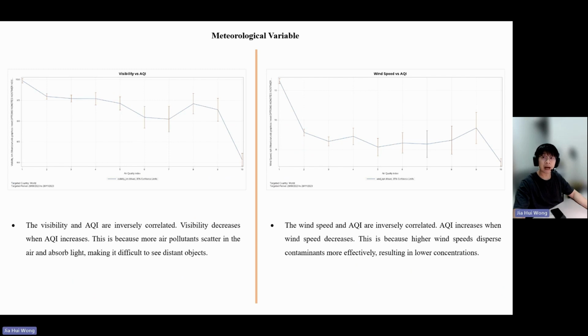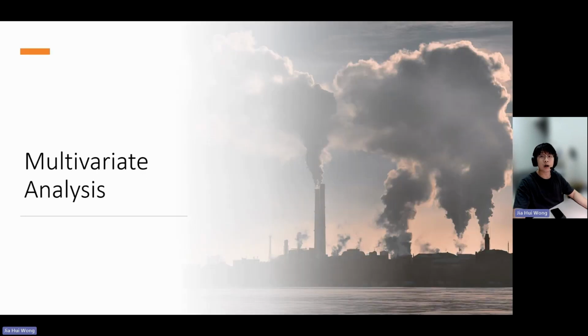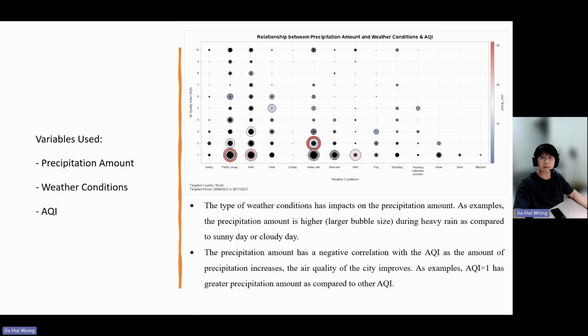Besides, we also carried out bivariate analysis on the meteorological variables and found that visibility and wind speed have negative correlation with AQI. Next, I will talk about the multivariate analysis, for which I have only selected a few important charts to showcase in this presentation. For the first one, a bubble plot is used to study relationships between 3 variables, which are precipitation, weather condition, and AQI. It shows that precipitation has negative correlation to AQI and is also influenced by weather conditions.